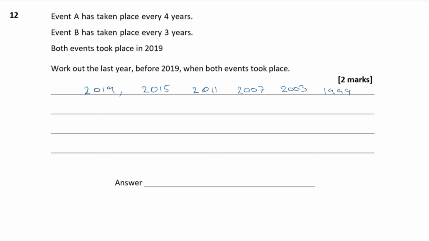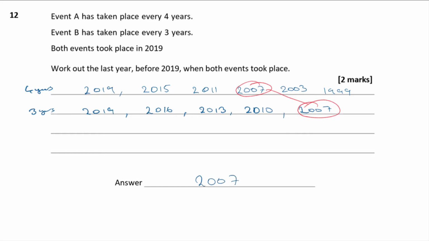I'm going to switch to the other one. I don't know how far back I need to go. So again, going back in 3 years, starting with 2019. Going back 3 years will be 2016. Going back 3 years is 2013. Going back 3 years is 2010. And going back 3 years is 2007. I've seen that one before. There it is, look. So those two go together. Okay, so the last time these events took place in the same year was going to be in 2007.